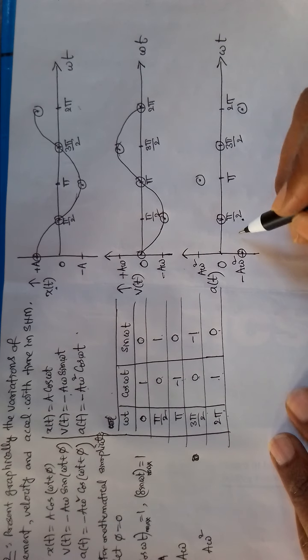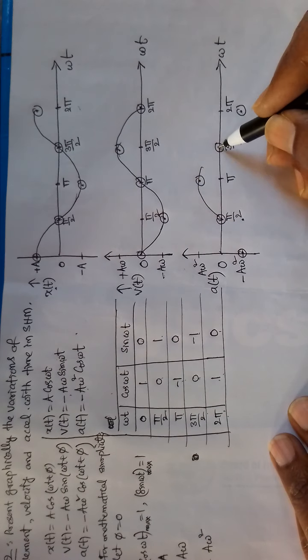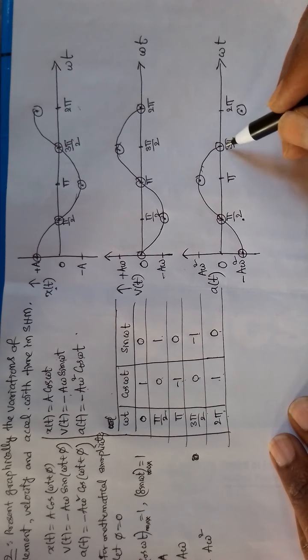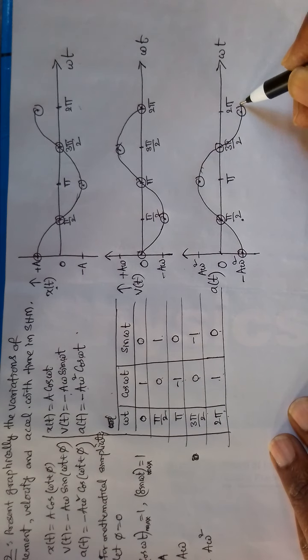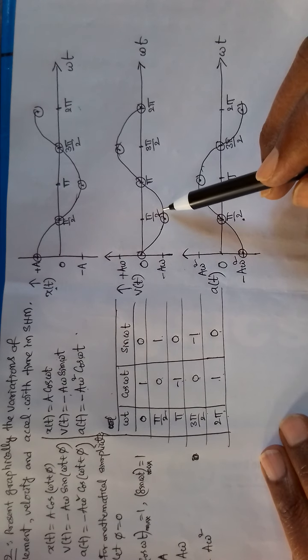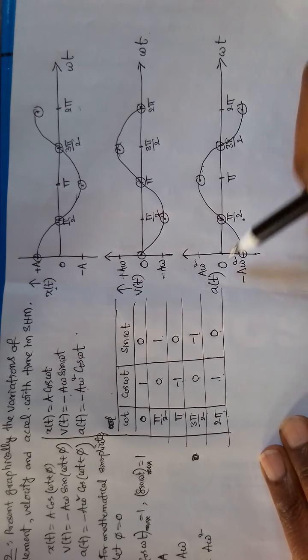So joining the points, we get the curve. So the earlier graph represents the variation of velocity with time, and this graph represents the variation of acceleration with time.